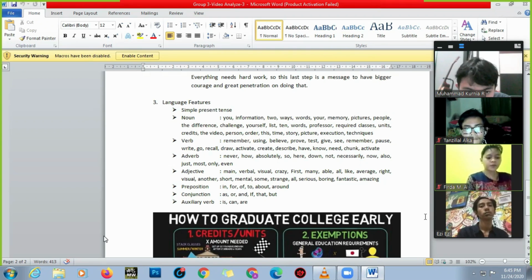Next is adverb. They are never, how, absolutely, and so on. For the adjective, they are main, verbal, visual, crazy, and so on. Preposition, they are in, for, of, to, about, around. For the conjunction, they are as, or, and, if, that, but. And the last is auxiliary verb. They are is, can, are. Thank you.